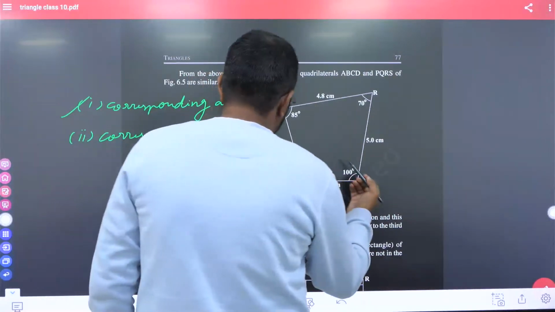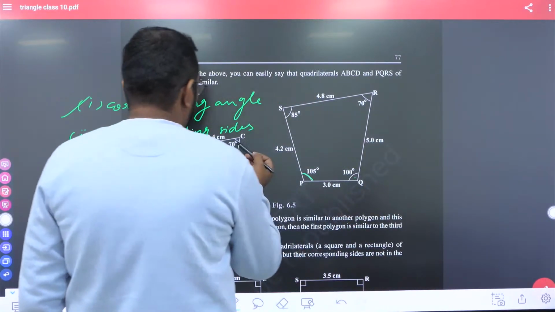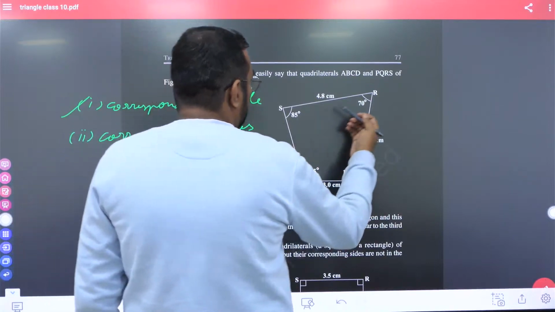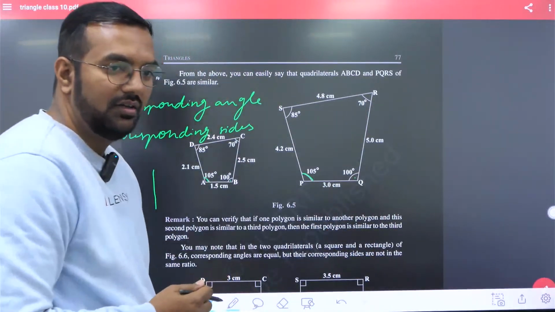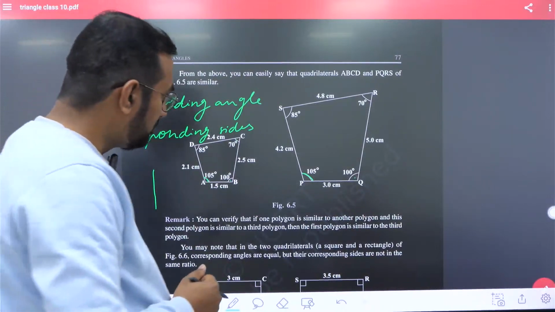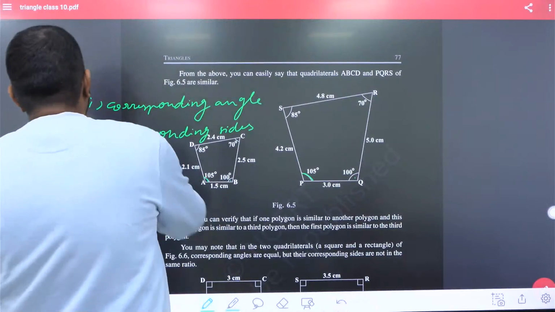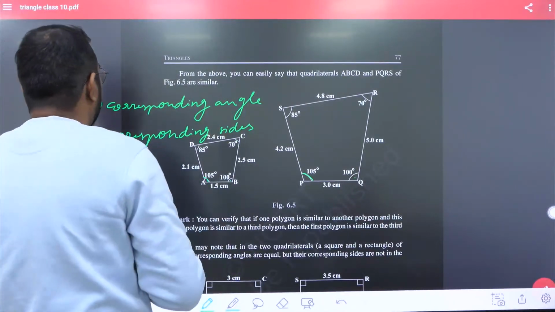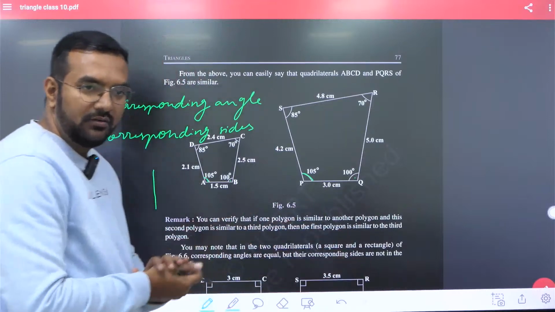Similarly, B and Q are equal. C and R are equal. D and S are equal. So here the corresponding angles are equal, so the first criterion is fulfilled.